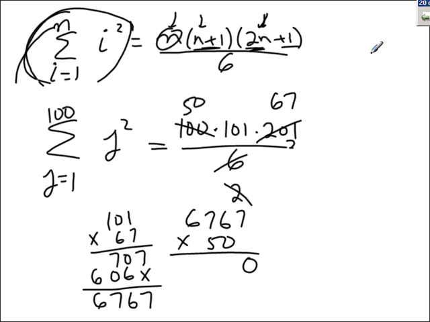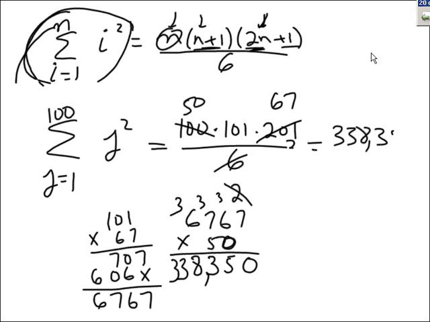Oh, 5. So I put the 0 down. 5 times 7 is 35. 5 times 6 is 30, plus 3 is 33. 5 times 7 is 35, plus 3 is 38. 5 times 6 is 30, plus 3 is 33. The answer is 338,350.